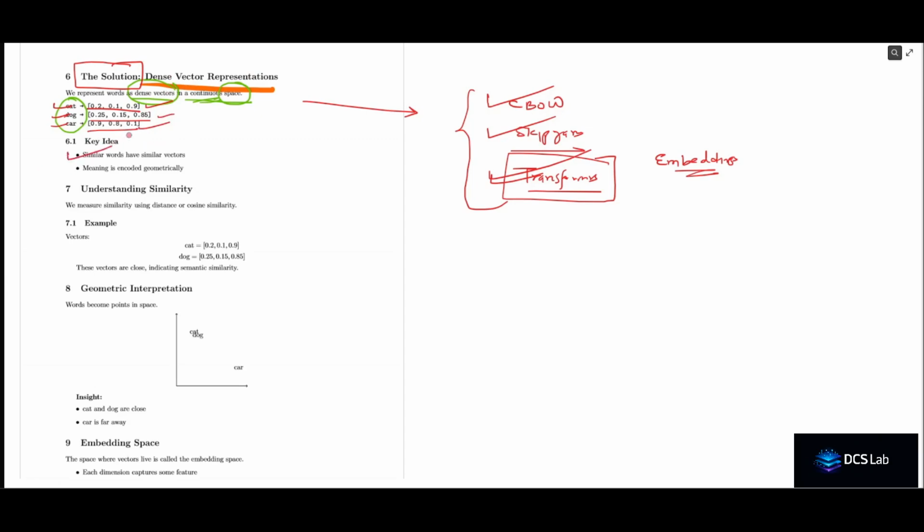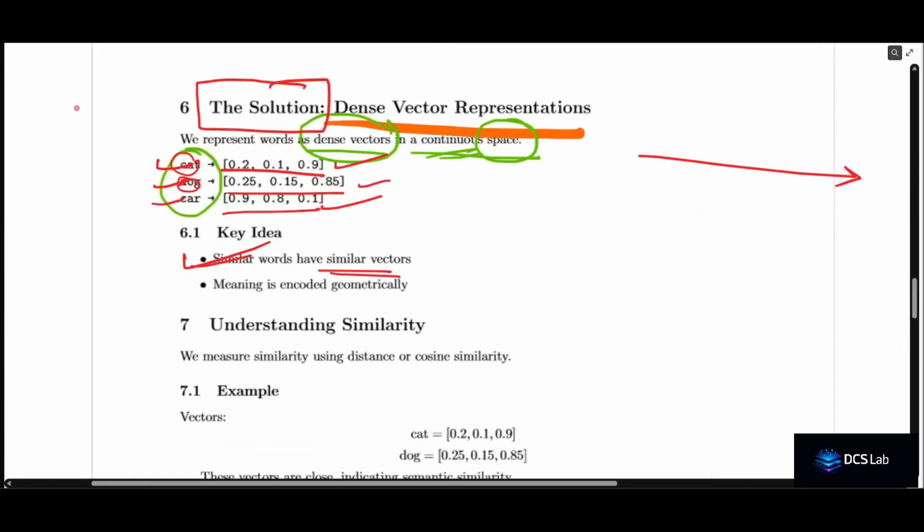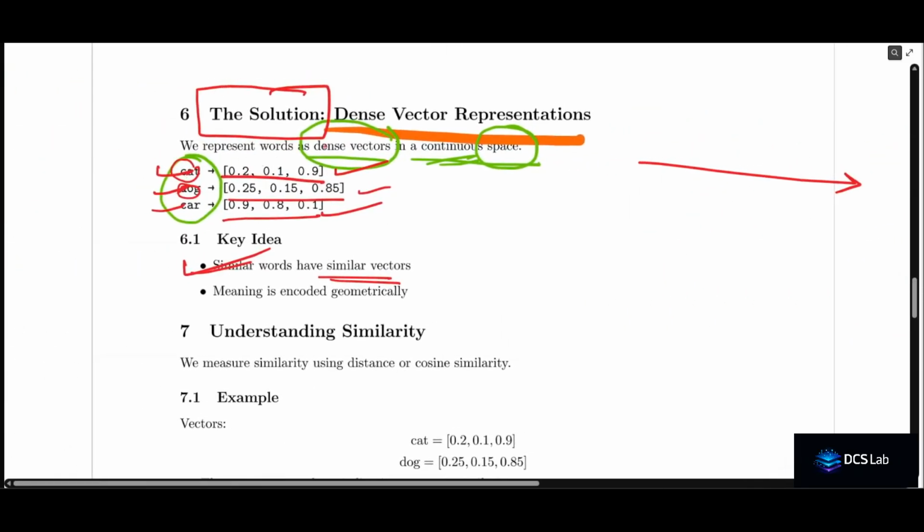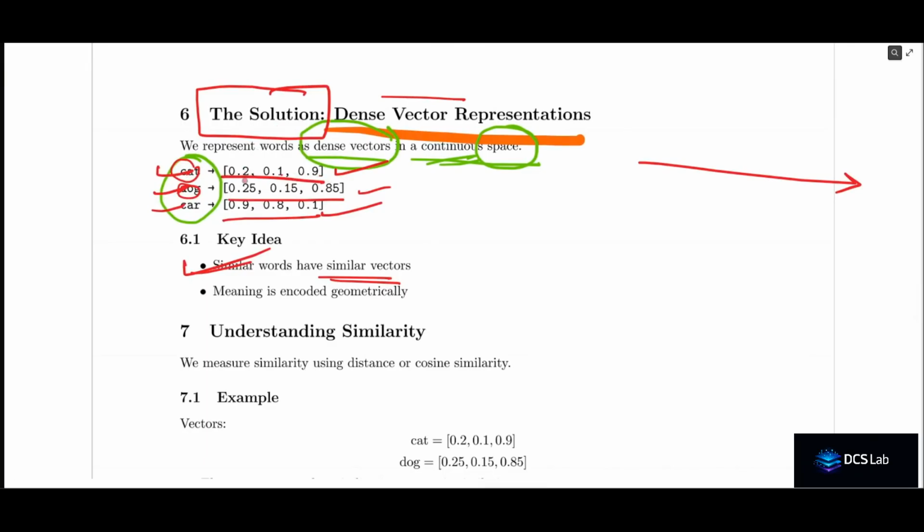The key idea: similar words will have similar vectors. If you find the similarity score between two vectors, the score will be very high if the two vectors are very similar, and that itself is very intuitive. If you see cat and dog, the vector representation of cat using the dense vector representation is 0.2, 0.1, 0.9, separated by commas, right? And for dog, you see the same. The vector representation is pretty similar, right?